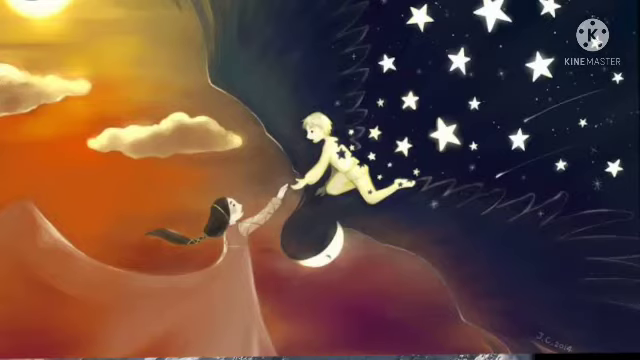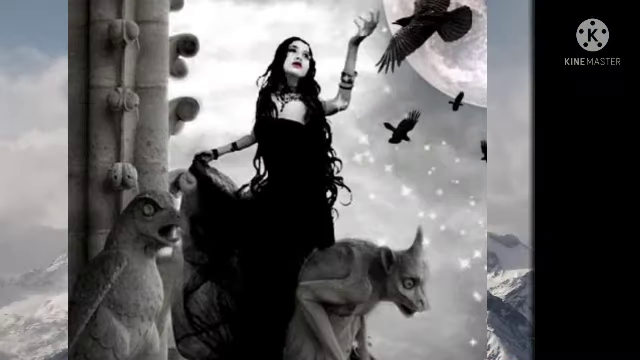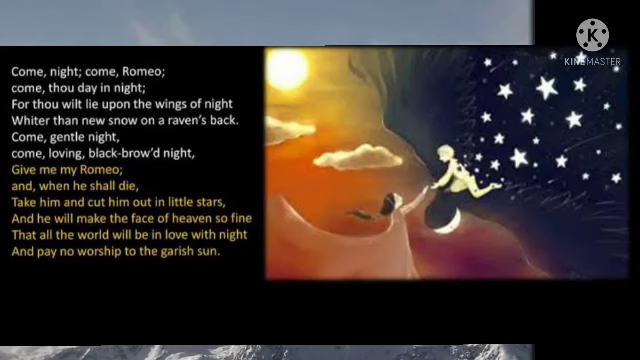In this line, Juliet first calls night, then she calls Romeo, because only at night she expects her lover Romeo. So she asks night to come first. Then she asks Romeo to come. She asks the sun to set early so that night will come soon, and then Romeo can come on the wings of night.